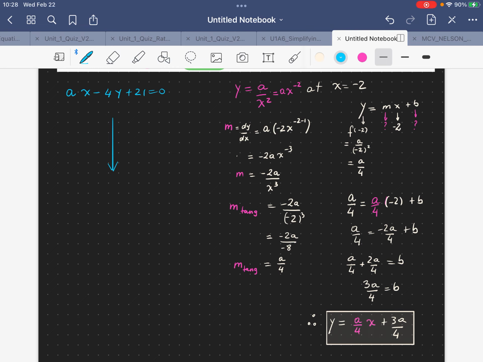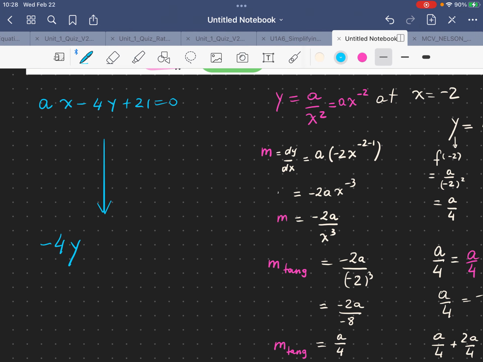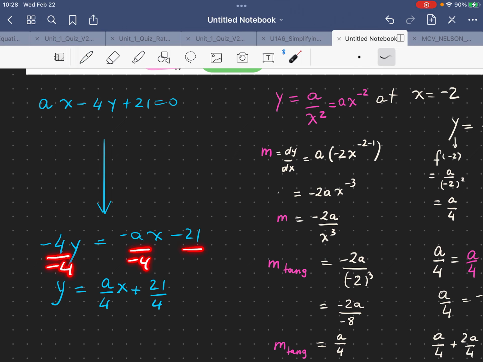All right, so here we go. We're going to write this in slope-intercept form, which means negative 4y will stay on the left side, and on the right side we get negative ax and then minus 21, which will give y equals a over 4. So divide by negative 4 every term. And that will give y on its own. Negative and negative will simplify to positive a over 4x plus 21 over 4.